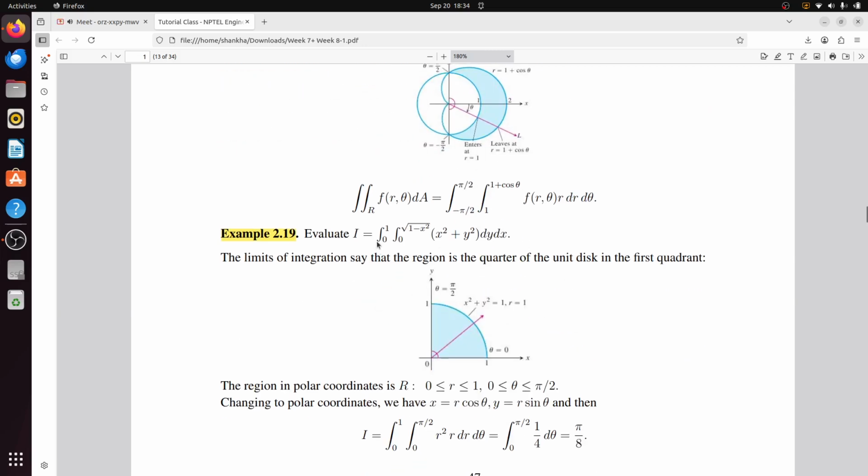Next, evaluate I equal to the integral from 0 to sqrt(1 minus x square) of (x square plus y square) dy dx. This is also a very nice problem. I am giving you a few minutes just to solve this problem.